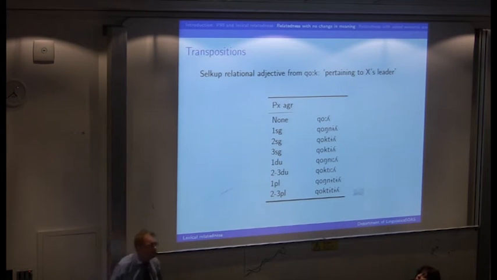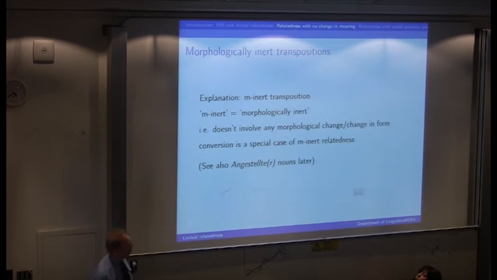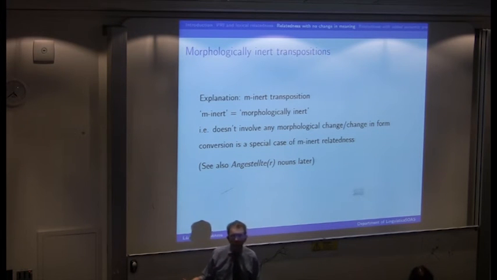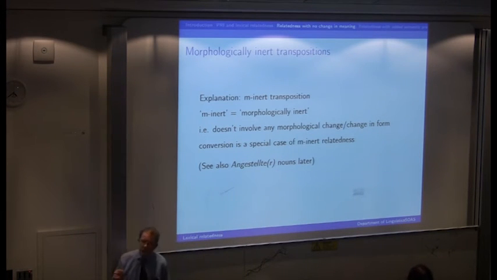And just in case you didn't believe any of that, here are the examples. They all end in lya, and possessor agreement shows that they're different forms. So this is from the word leader. This is pertaining to my leader, pertaining to your leader, and so on. You probably don't want to write all those down, but if you do, you can find them in the book. Okay. And that's another example of a transposition, a straightforward, simple example of a transposition.